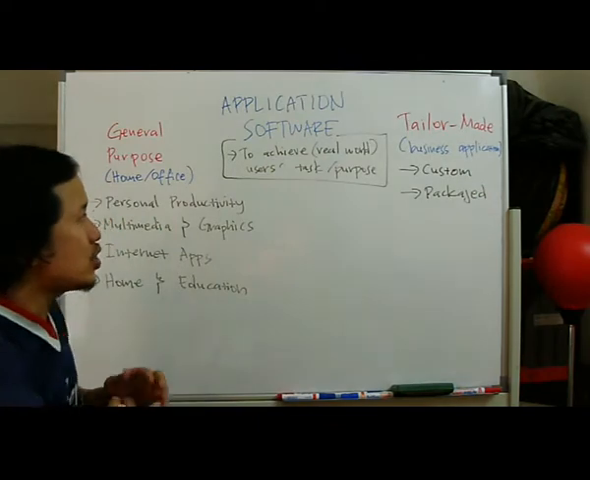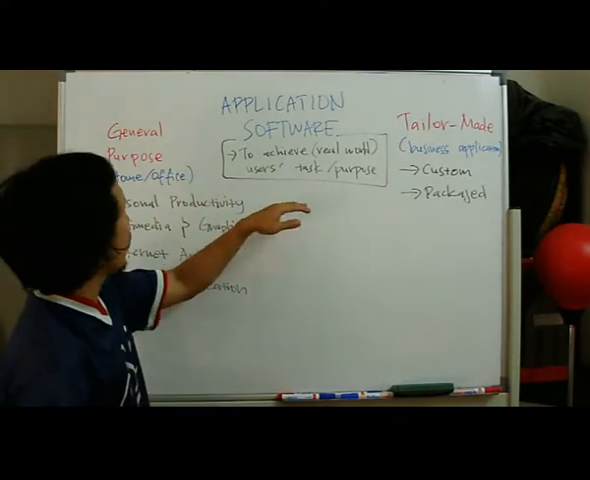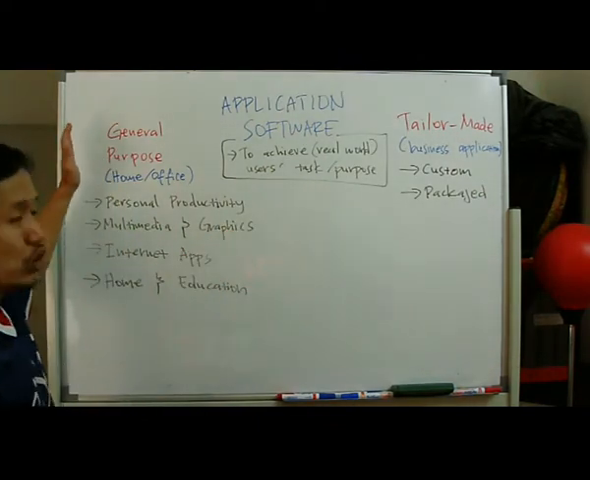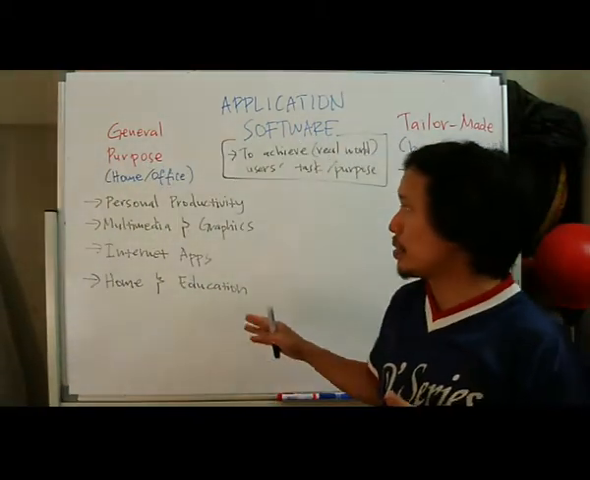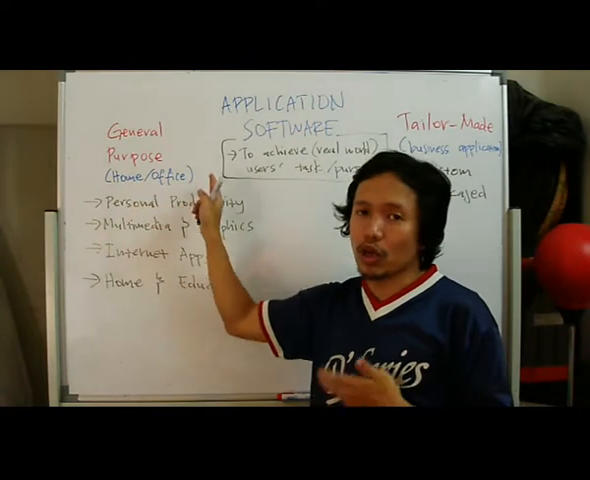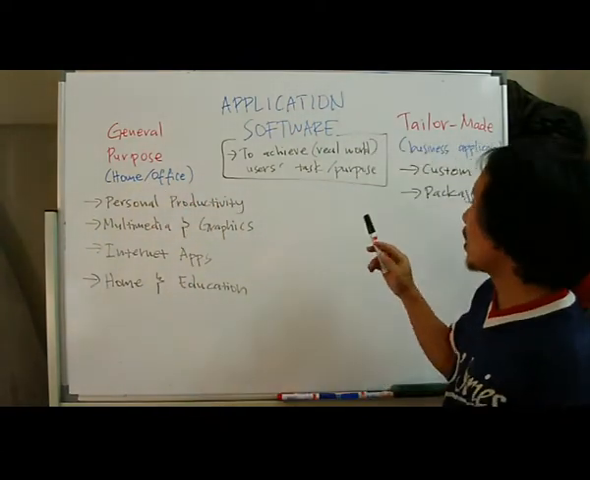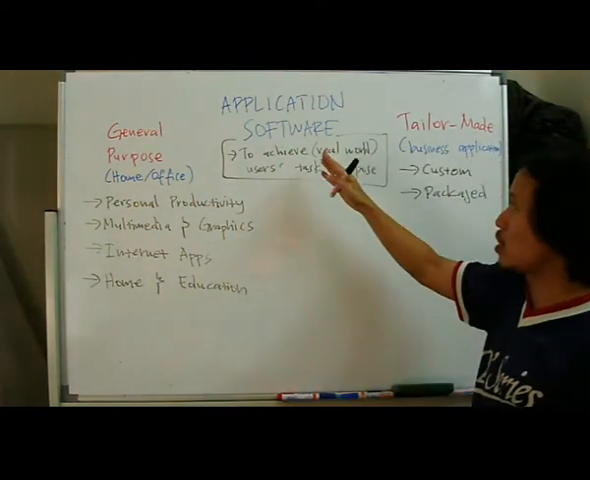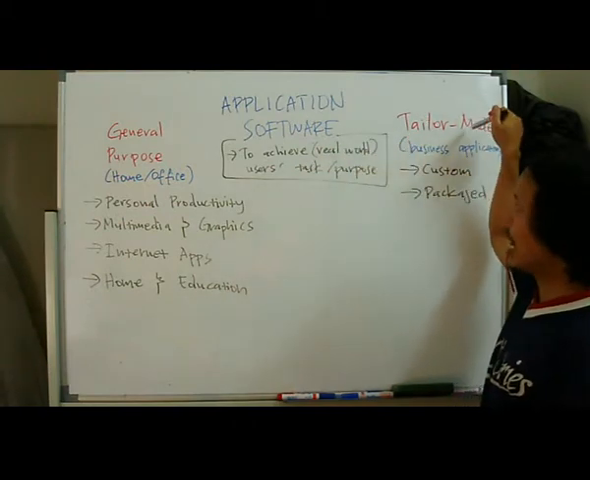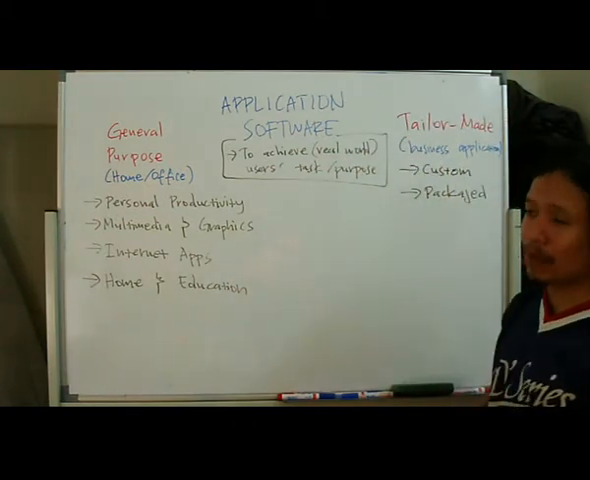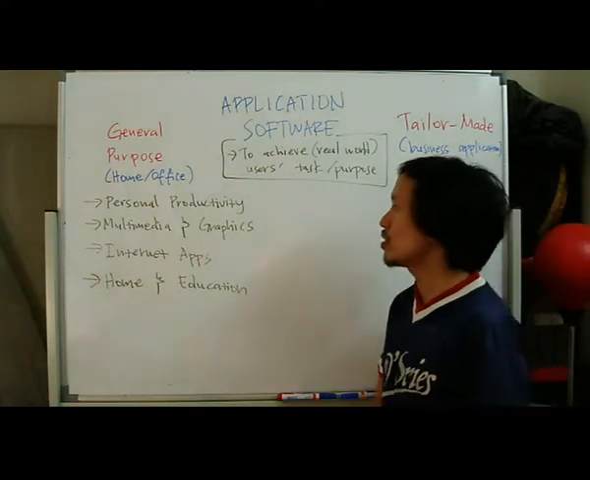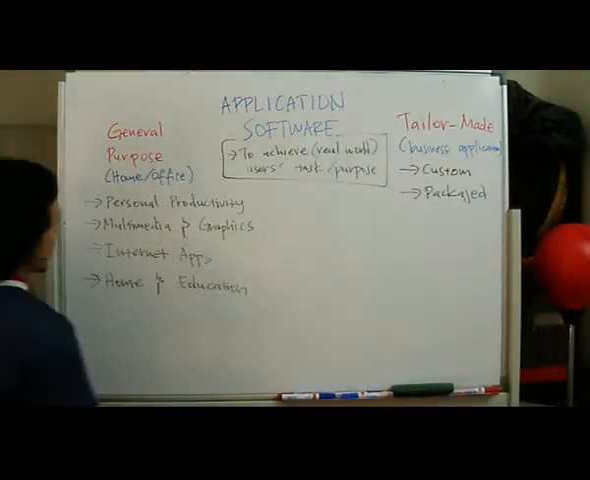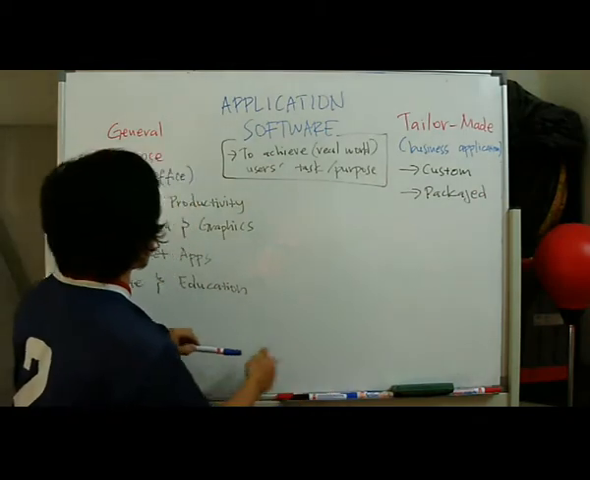And application software can be divided further, where you can divide it into general purpose application, which is something that you can use at home or at the office. Or you can also say application software can be divided into tailor-made or business type of applications, right? We'll have a look at this first. There are several. The first one being the personal productivity.